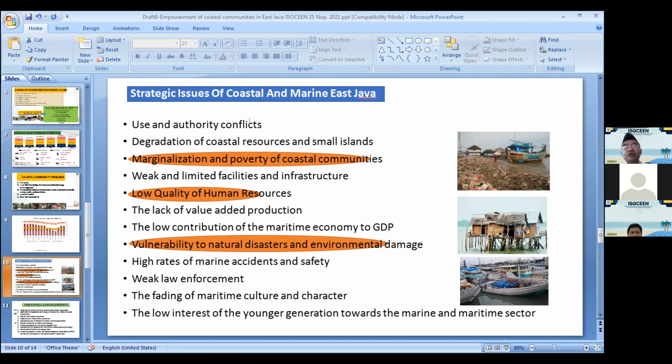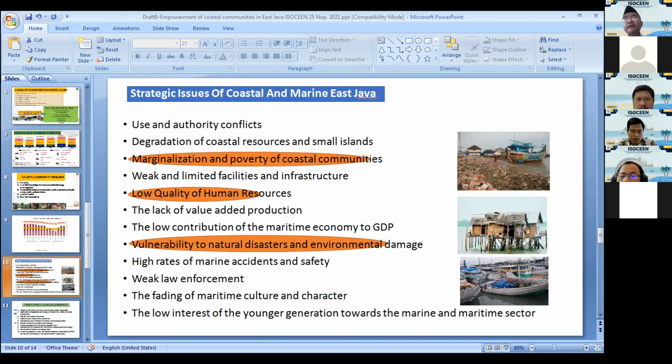All right, degradation of coastal resources and small islands. Many degradations are due to rubbish. And then this one I have made bold: marginalization and poverty of coastal communities. That is about the people. Actually, the basic problem is that the level of education is very low. It is the basic problem.